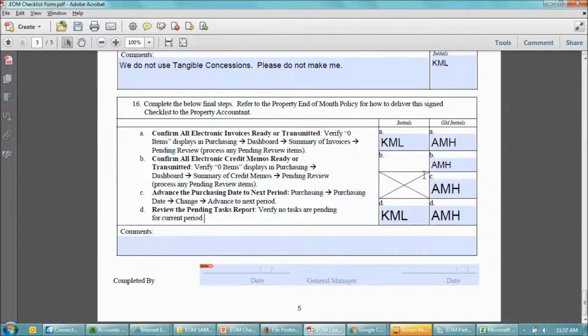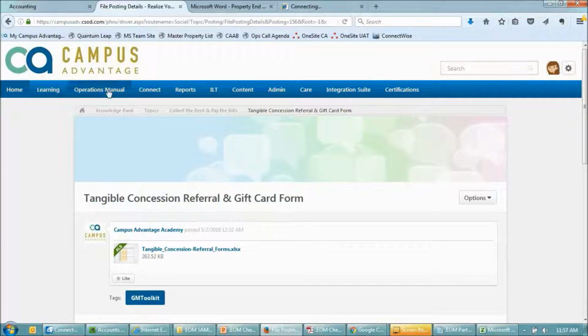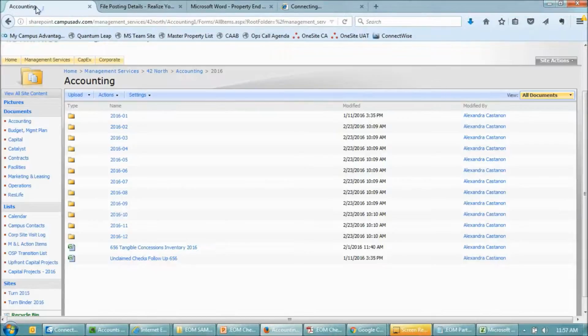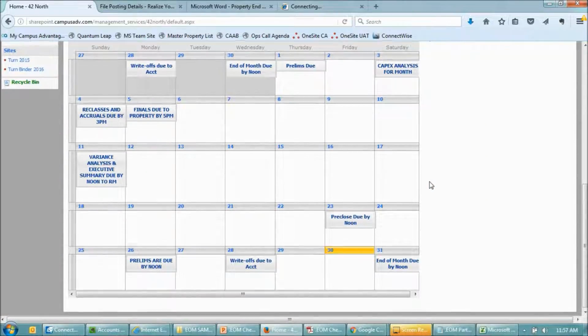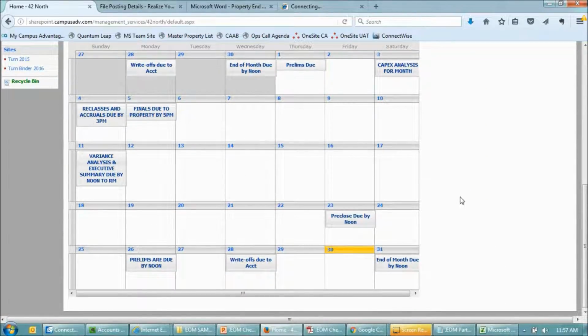And that, ladies and gentlemen, is the most elaborate end of month training I've ever done in my entire life, but it does also conclude 16 items and 5 pages. It is done monthly. How do you know when you do it each month? Typically, the property accountant will identify the date. So for example, this month we had the last day of the month fall on a weekend. Do you have to come in on Sunday and do end of month?